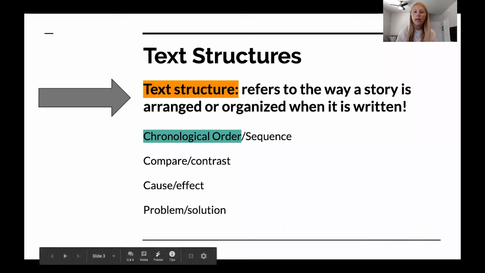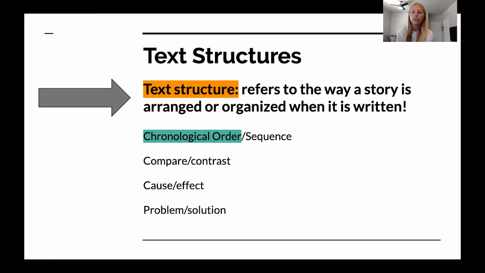Let's start off by going over the different types of text structures we will be learning about this week. So text structures refer to the way a story is arranged or organized when it is written. So this week we will be learning about 5 different text structures and learning their characteristics and learning how we can recognize them when they are present in a text.